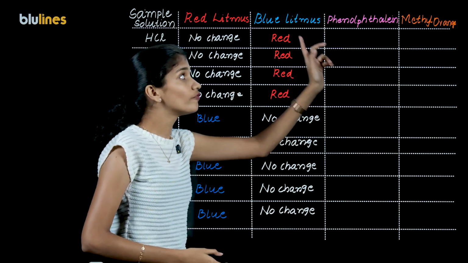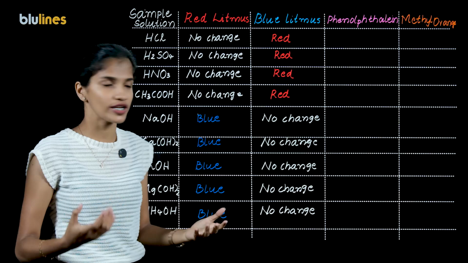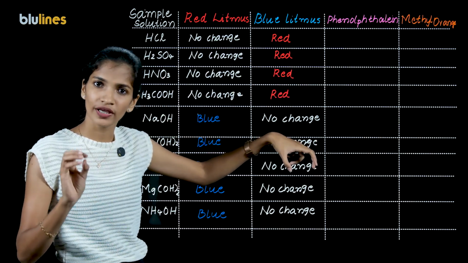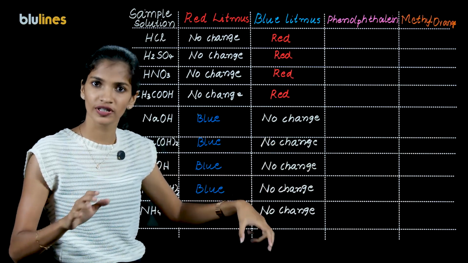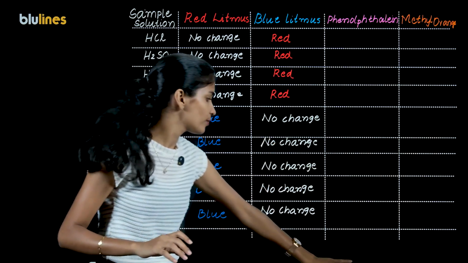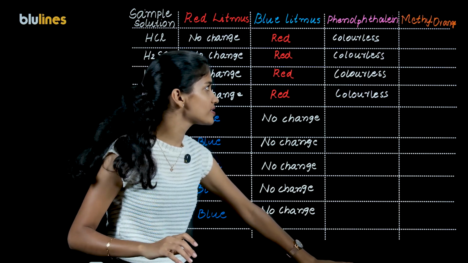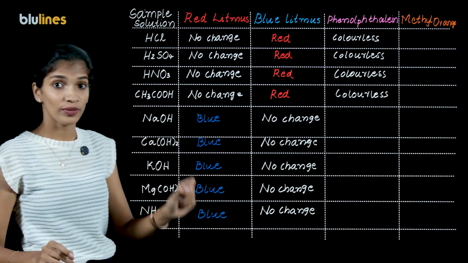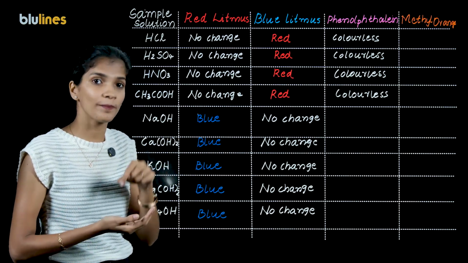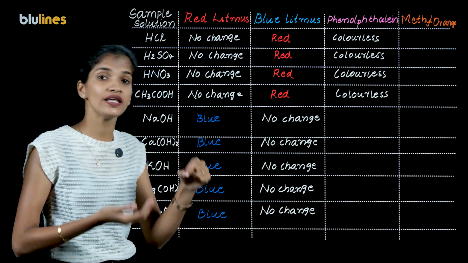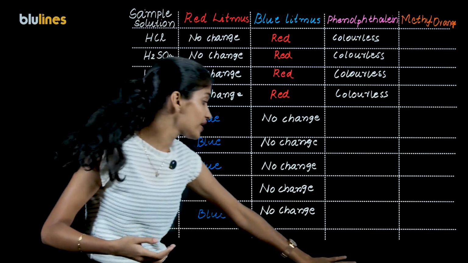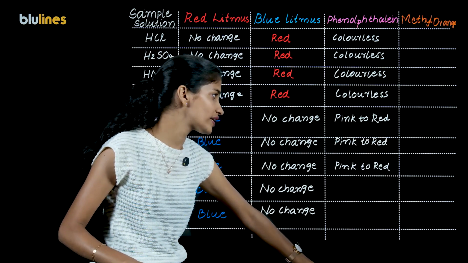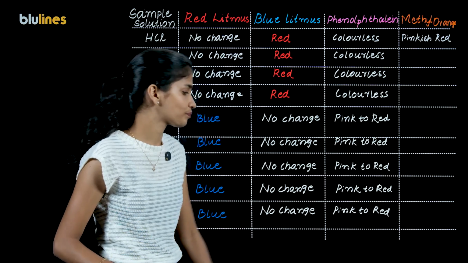Now we can shift to phenolphthalein and methyl orange, which are artificial indicators. When phenolphthalein is used in an acid, there is going to be no change. That means colorless phenolphthalein will remain colorless itself. So, in all the acids here, as you can see, when phenolphthalein is added, it will be colorless itself. But when phenolphthalein is added to a base, the colorless phenolphthalein will convert to a pink color, ranging from pink to red. All the bases will give us pink to red color.